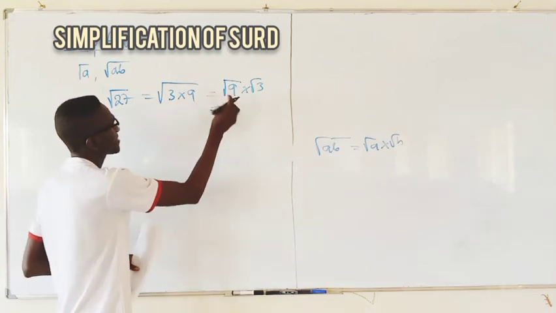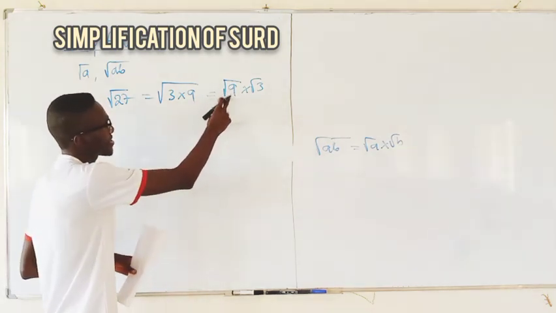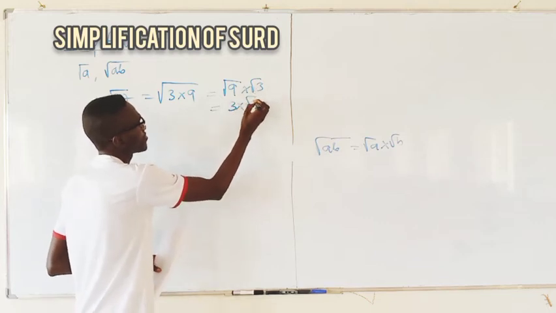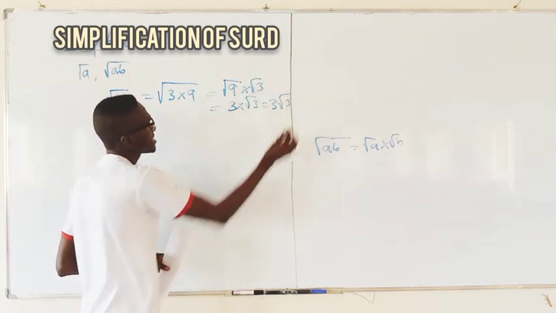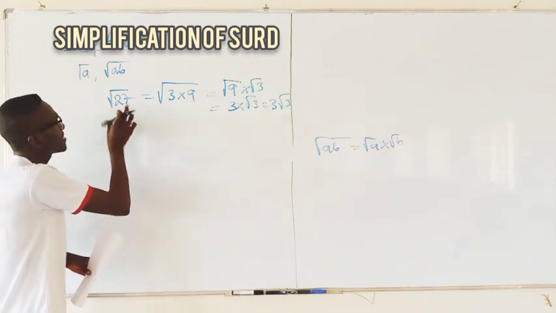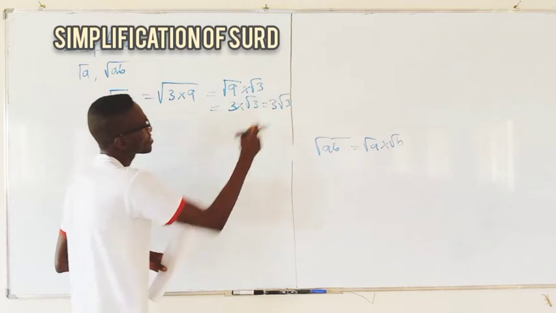And recall I said square root of 9 is not a sort, it's just a number, which is what? 3 times square root of 3, which can be written as what? 3 root 3. That means if you simplify square root of 27, to leave it in the short form is just 3 root 3.